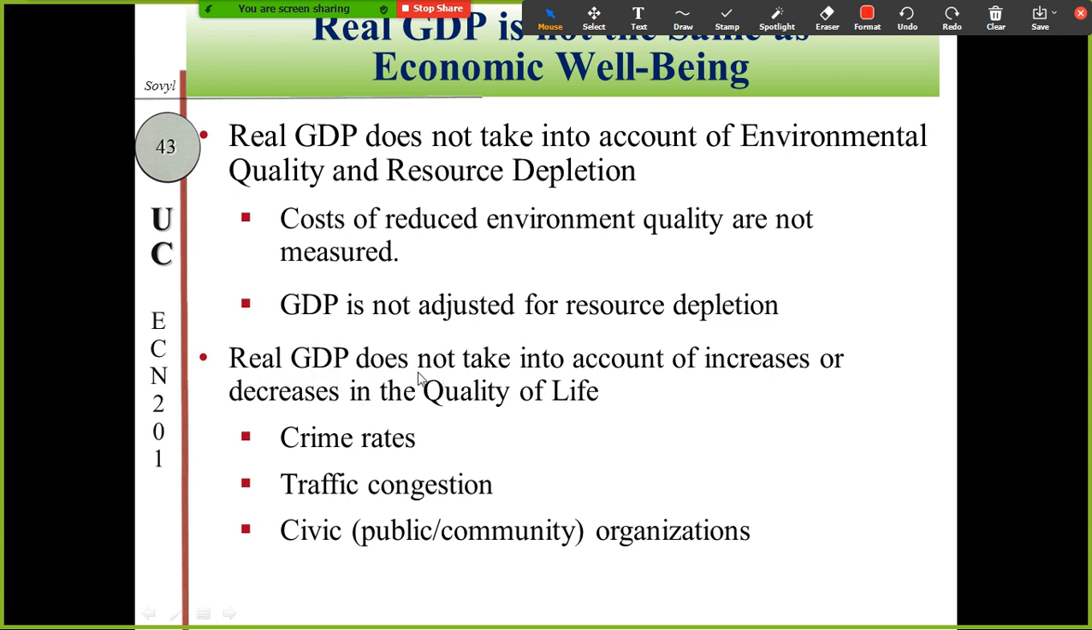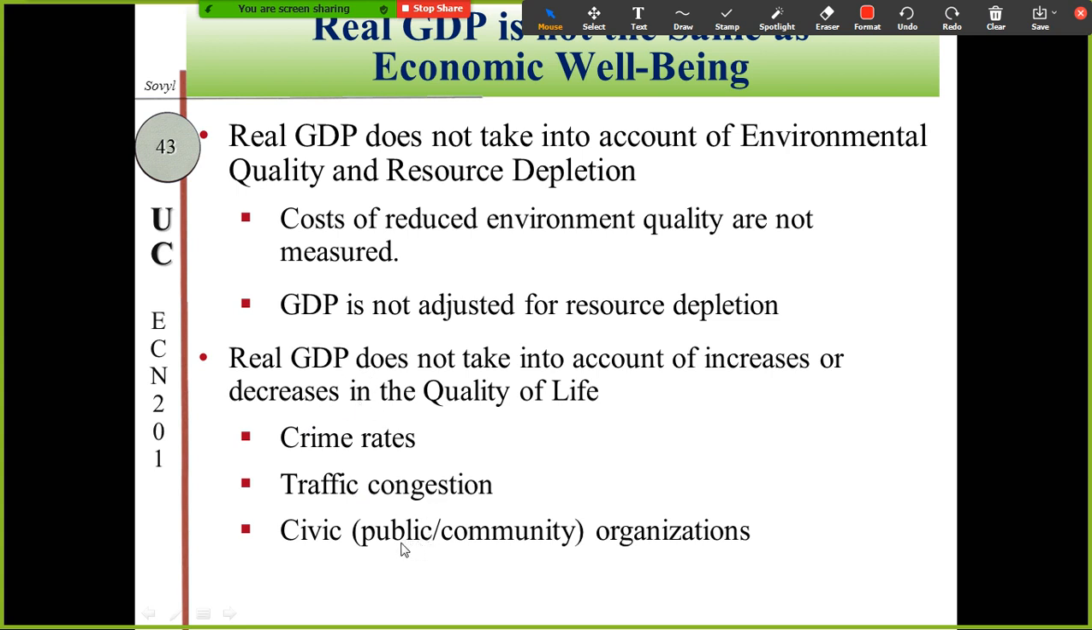And the other one: real GDP does not take into account traffic congestion, but economic well-being does. Because when you live in a country or city with a lot of traffic, your situation tends to be worse. You feel uncomfortable, your life tends to be worse. That's why economic well-being tends to drop. But GDP does not say anything about this.